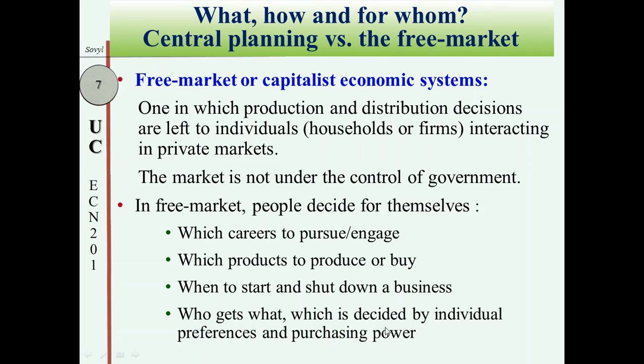Individual purchasing power. What is purchasing power? The power to buy. Purchasing means buying. Purchasing power, the power to buy, the power to purchase. So what is the purchasing power of a buyer? The purchasing power of a buyer is something that the buyer uses to buy. Okay, so you can understand it as something that the buyer uses to buy, goods, services. This is purchasing power.